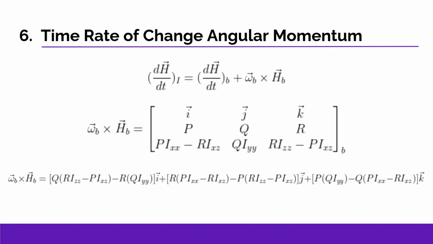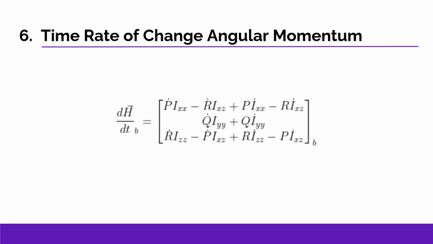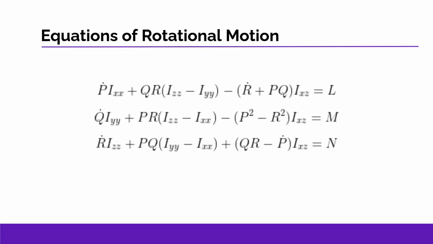For dH/dt, what you're going to do is apply the product rule. First you take the derivative of the p, q, and r components, and then you take the derivative of your I parameters. Now, because we assume the mass distribution to be constant for the aircraft in question, your I derivative components can be equated to 0. So what you would get at the end after that simplification would be your equations of rotational motion. And L, M, and N are equal to the sum of the moments about the x-axis, y-axis, and z-axis respectively.